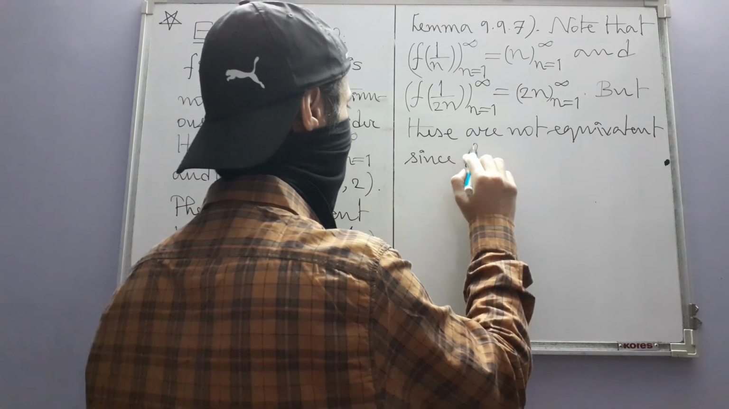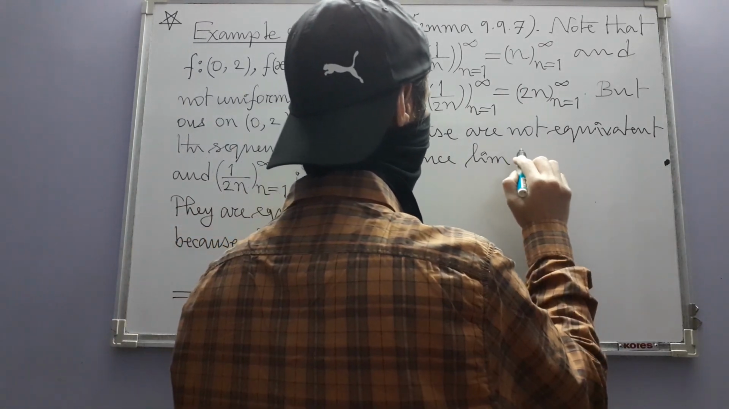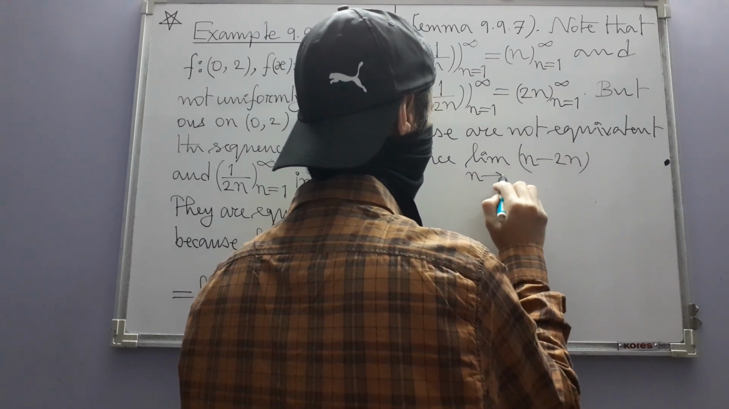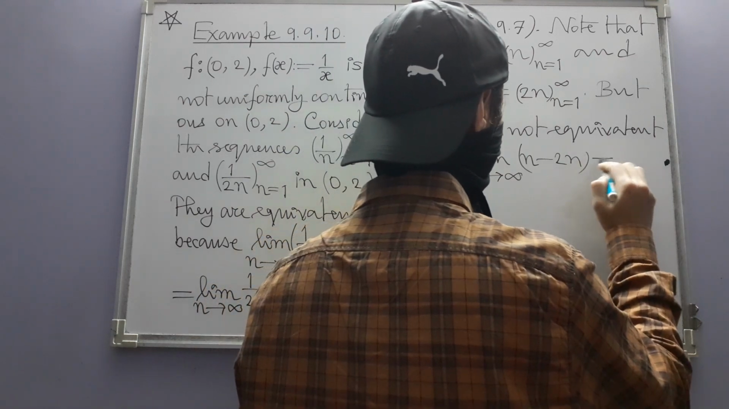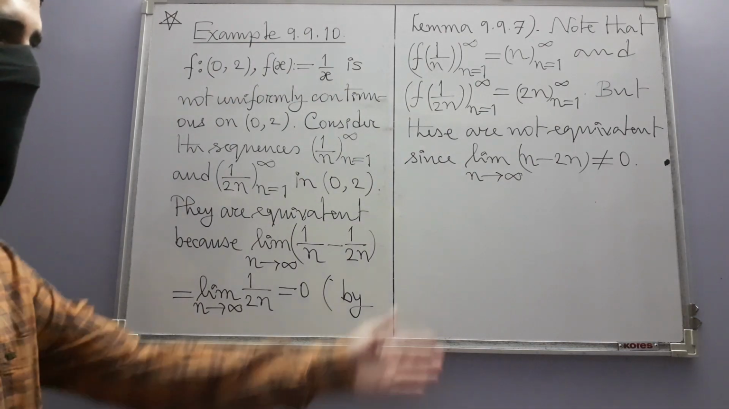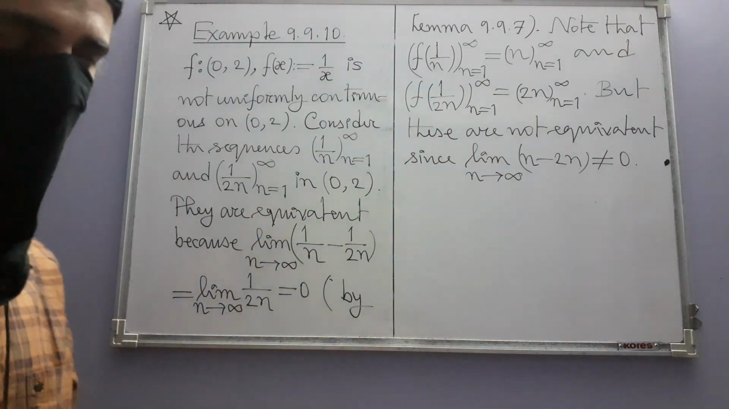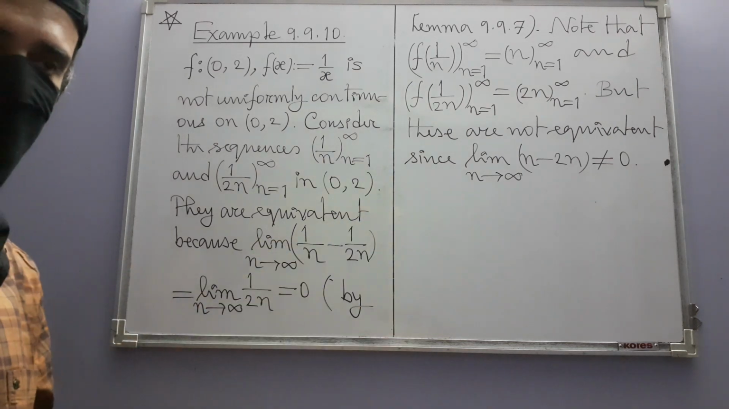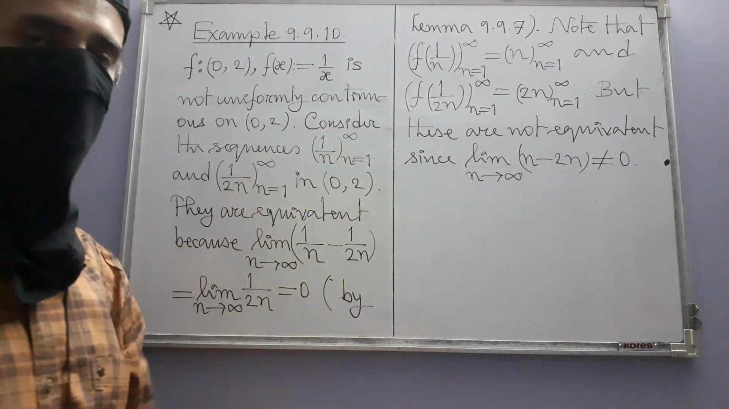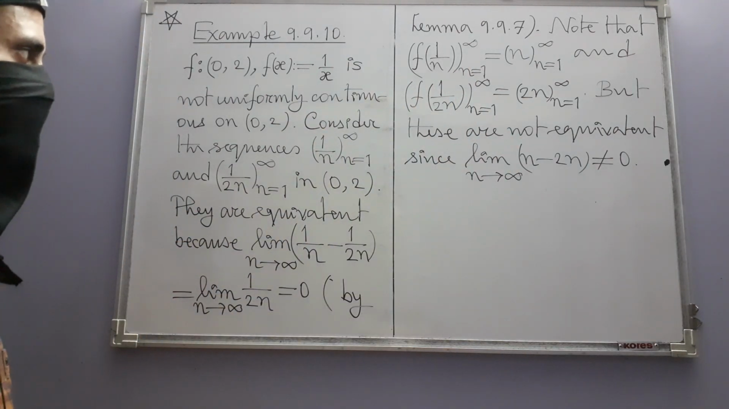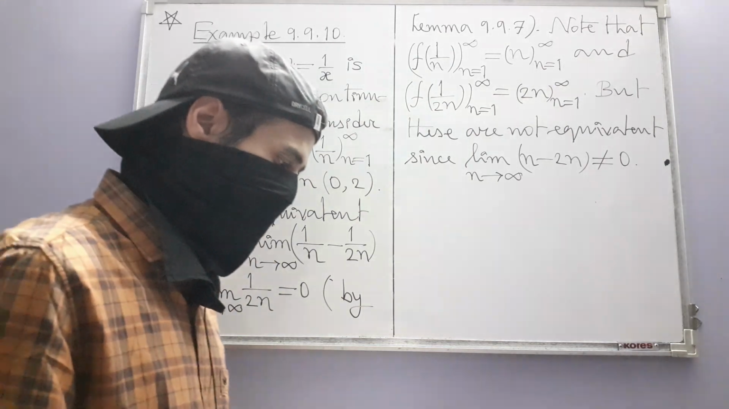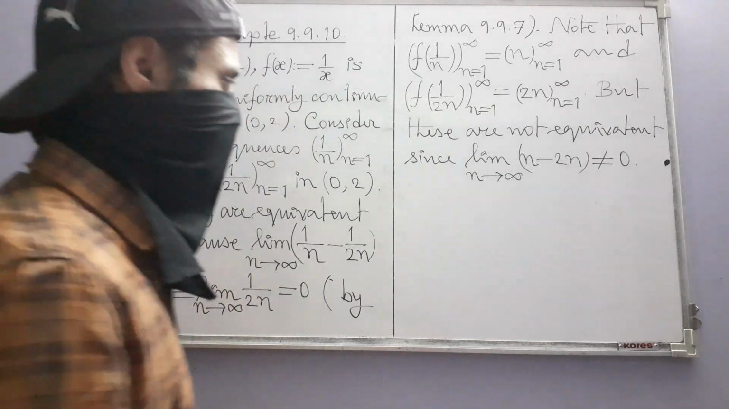These are not equivalent since the limit of n minus 2n as n approaches infinity is not equal to 0. Actually, the limit in this case does not exist at all. So, no question of it being equal to 0. Again, by this lemma, because of this fact, these two sequences are not equivalent. And that proves that our function cannot be uniformly continuous by Proposition 998.